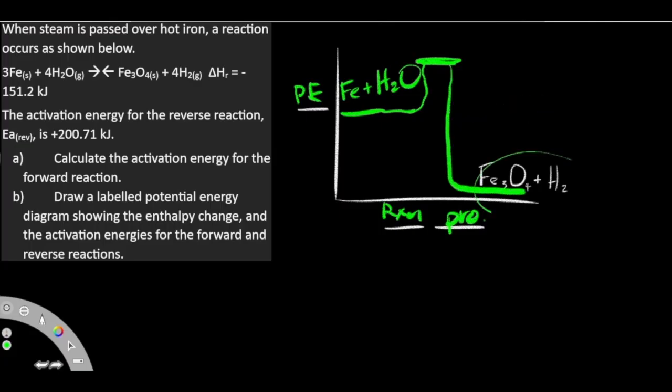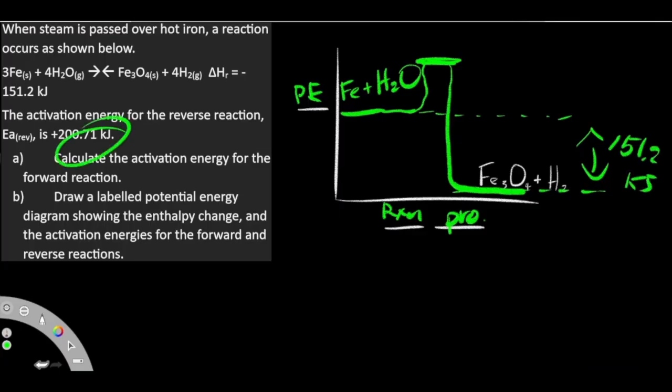How do we know that our products are down here? It's lower than the reactants because the question says that 151.2 kilojoules is being released, because it is a negative value, so energy is being released. So I could actually put that. Our reactants are here, our products are here. You find the difference between them. It's just 151.2 kilojoules.